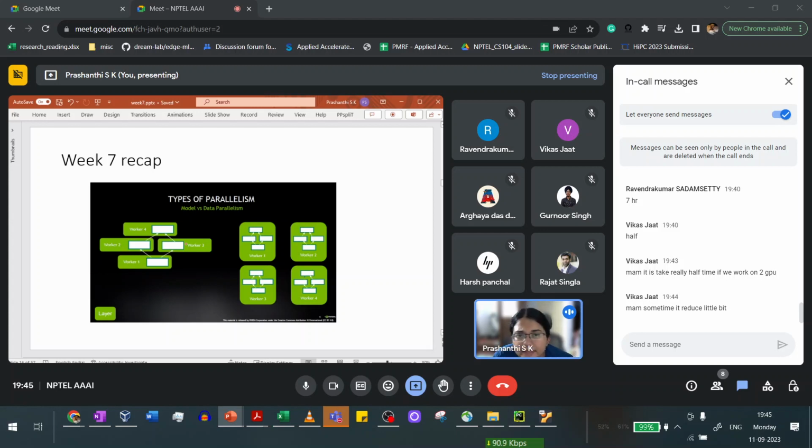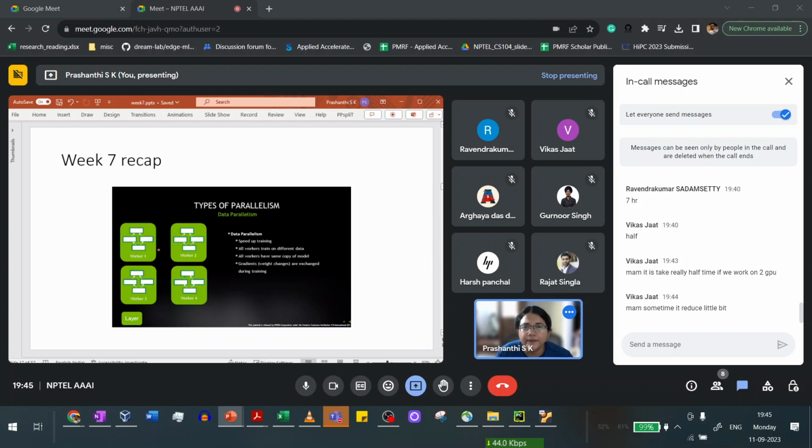Okay, so we already spoke about this, this is just a pictorial representation. This is where the model is replicated across all workers. This is data parallelism, and you can see here that the layers, assuming these white boxes are layers, are partitioned across different workers, and that's model parallelism. So I think this is clear, but any questions before we move ahead?